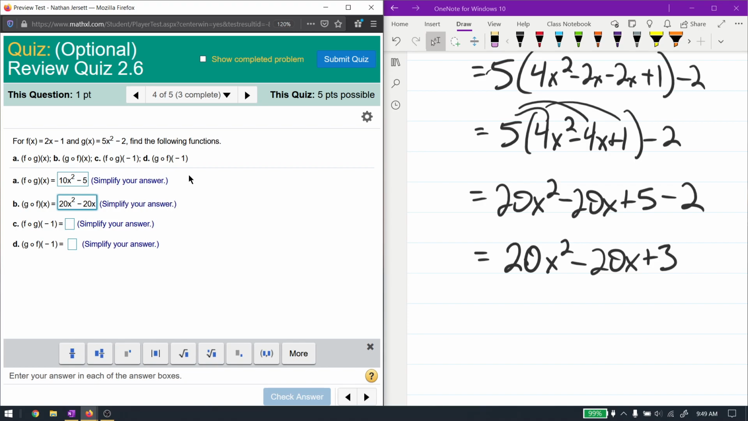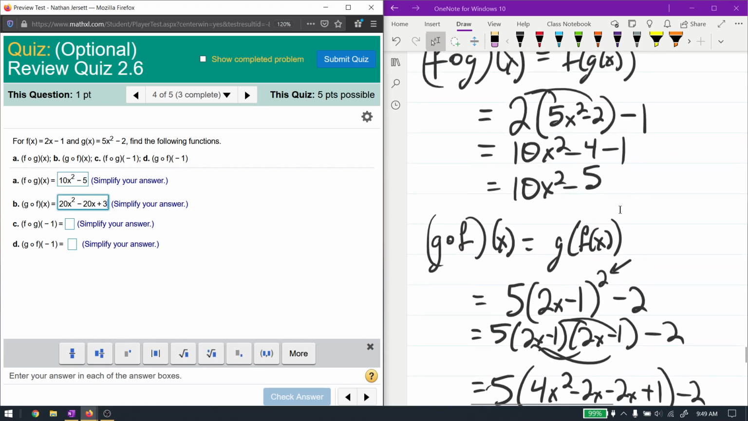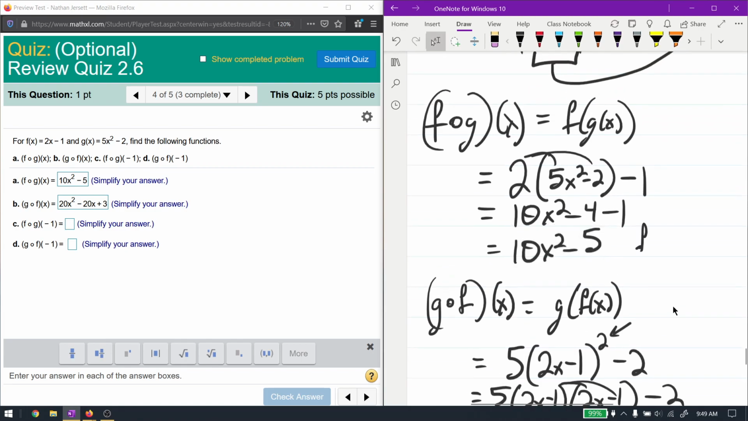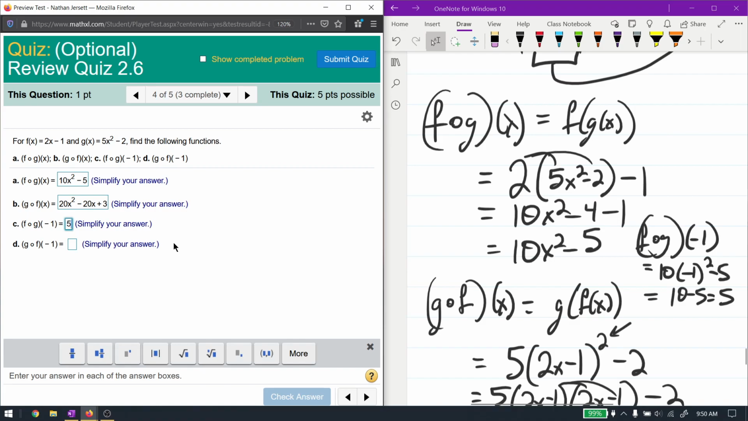20x squared minus 20x plus 3. And now the last two, part C and D, are where you plug -1 into f of g and into g of f. In other words, just plug -1 into here and see what you get. So we can do f of g of -1 equals 10x squared minus 5. -1 squared is 1. 1 times 10 is 10. 10 minus 5 is 5. This first one's going to be 5.